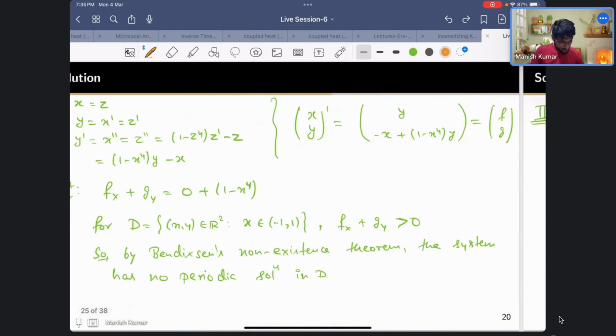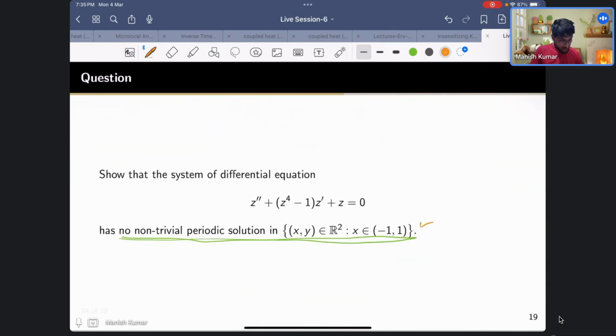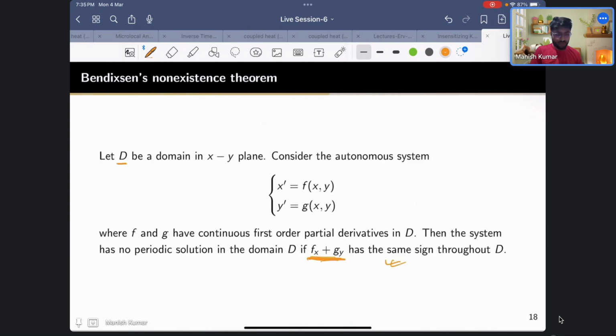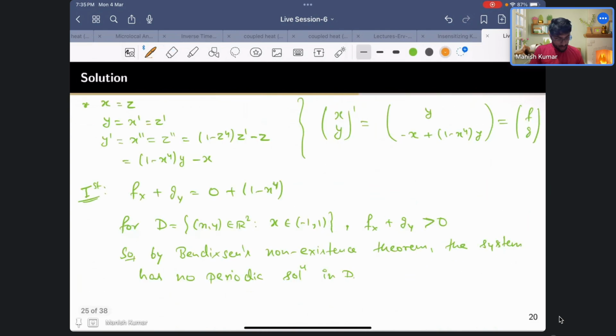Okay, so we talked about this problem. You can clearly see that this is a very easy criteria to check. Sorry, not this one, this one.